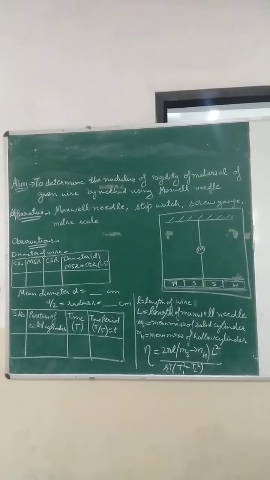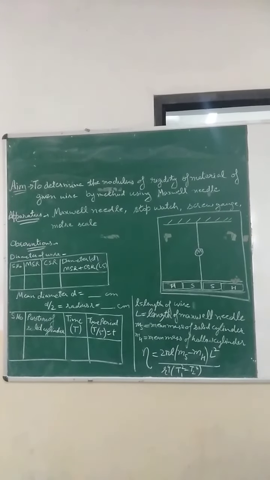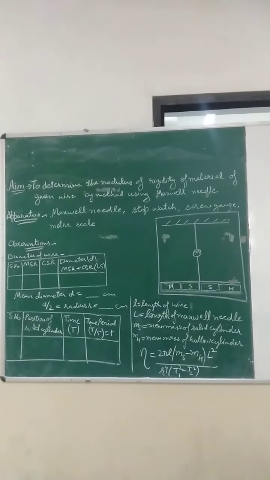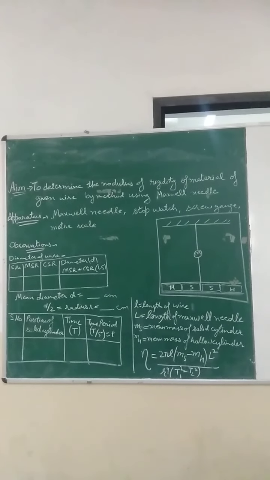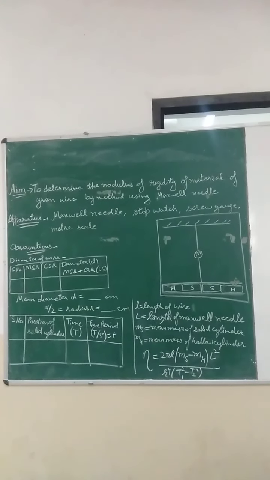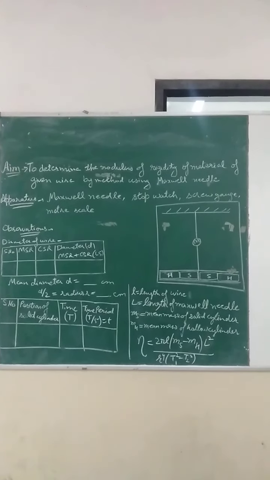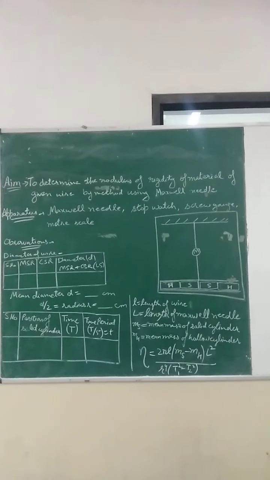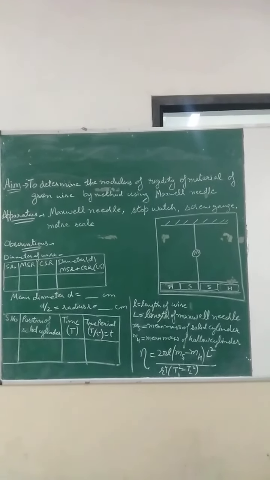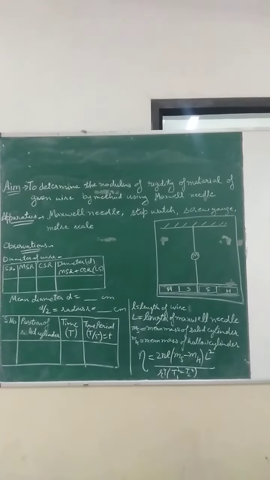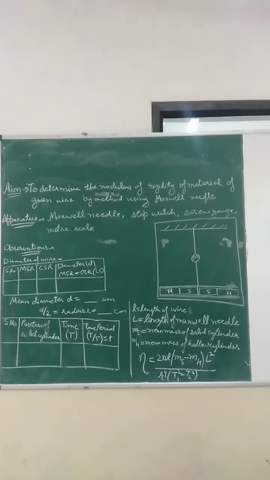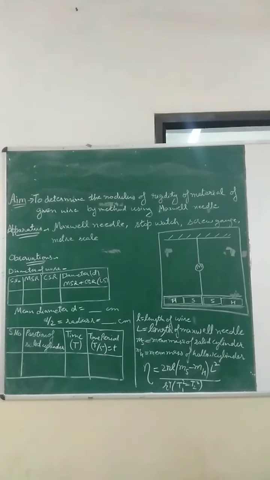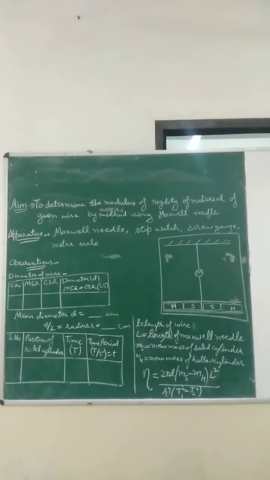In the apparatus I have a Maxwell needle, a stopwatch which will tell us how many oscillations a wire can take, a screw gauge which will tell us the diameter of that wire, and a meter scale which will tell us the length of that wire. In the diagram I have a rigid support, and on the right hand side a diagram. S and H are the cylinders, and the wire is attached to that rigid support. These cylinders have weight, so the wire will take the oscillations with the help of the masses of the hollow sphere and solid sphere.